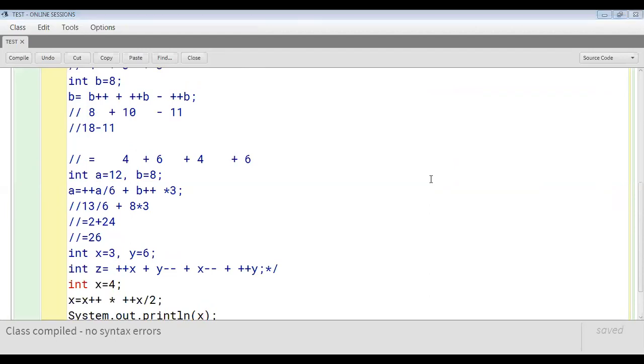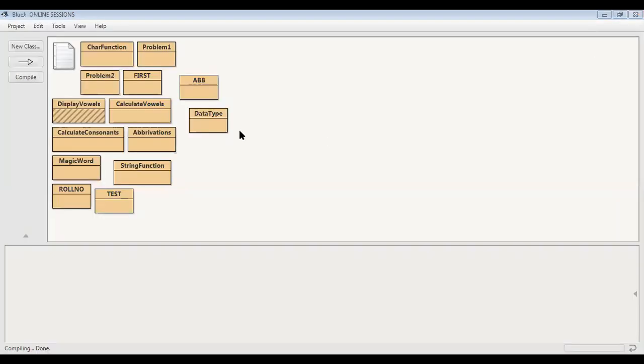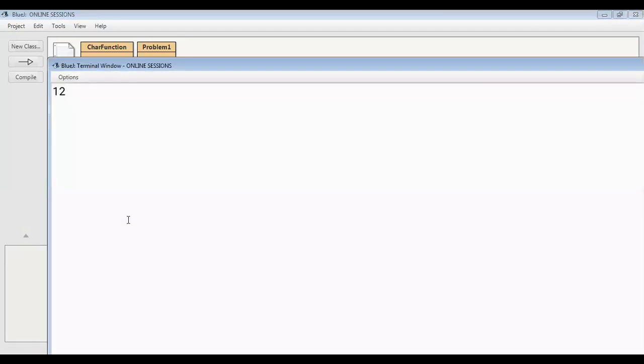Okay, so I'm getting multiple answers. Again, a variation in the answer, but that's okay. Chalo, let's compile it first and see what the answer is. So what is our answer? The answer is coming out to be 12.